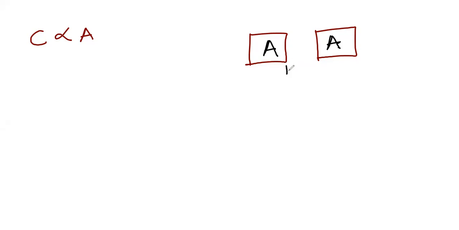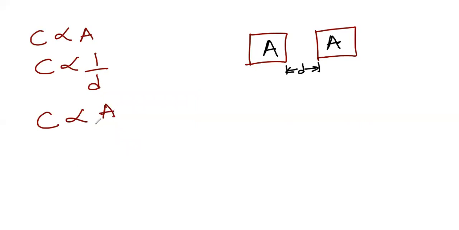And there exists a distance between the two plates. So lesser the distance, greater will be the capacitance. So that means C is inversely proportional to d. If I combine these two expressions, we can write C is proportional to A over d. Now this can be turned into an equation by using a proportionality constant. In this case, it will be epsilon naught, epsilon r, A over d.